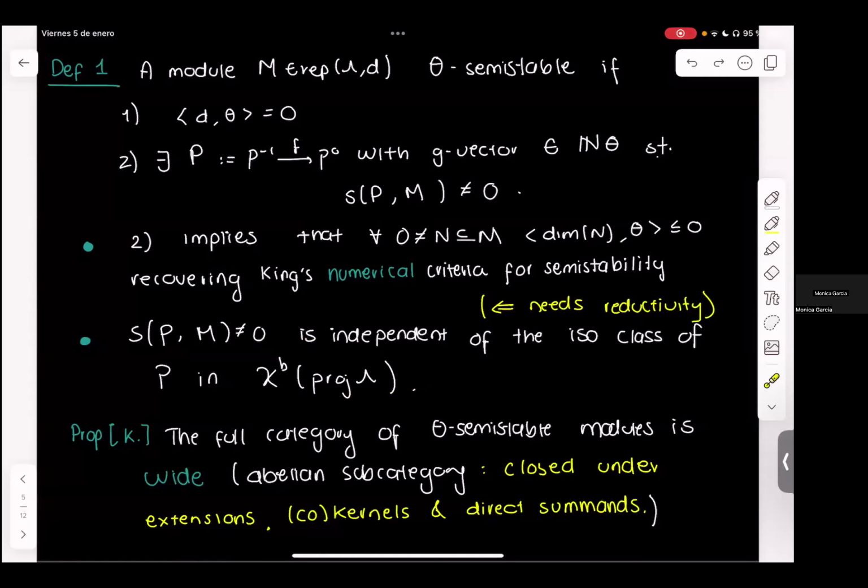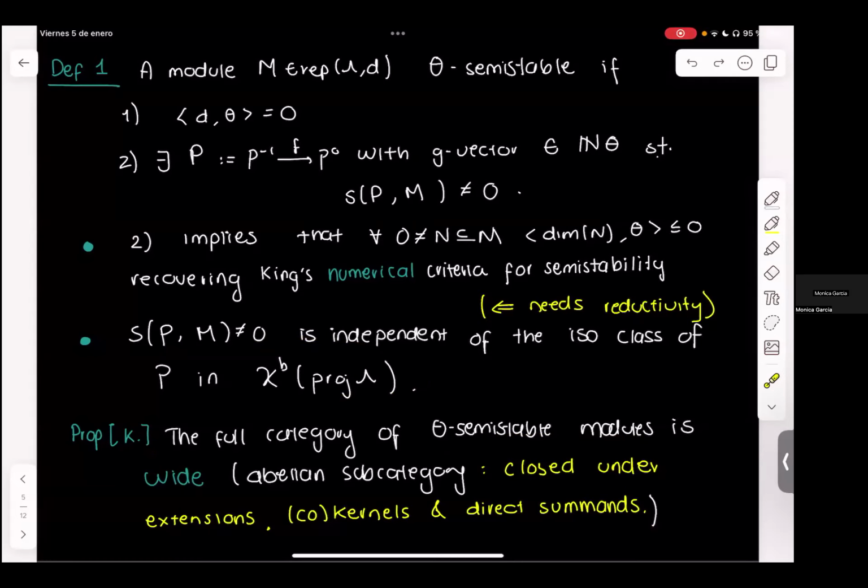And what is the category that I will associate to this semi-invariant? Well, this is also a proposition by King. The full subcategory of all theta semistable modules is closed under extensions, kernels, cokernels, and direct summands. That is an abelian subcategory of the category of modules. So this is half of the talk.